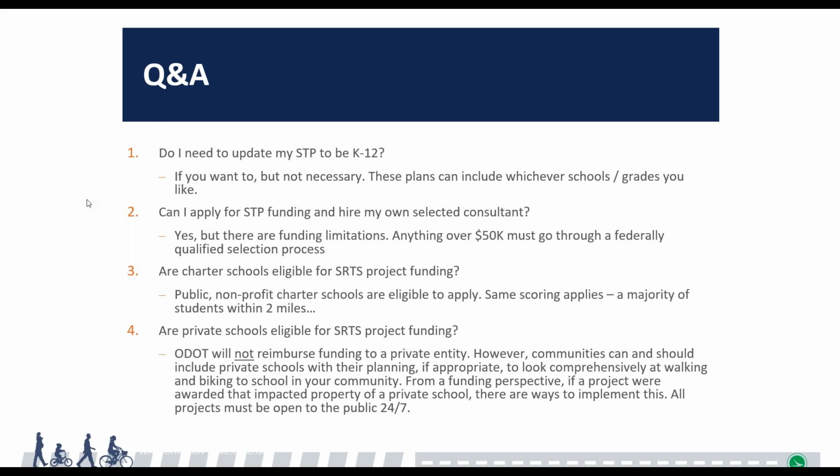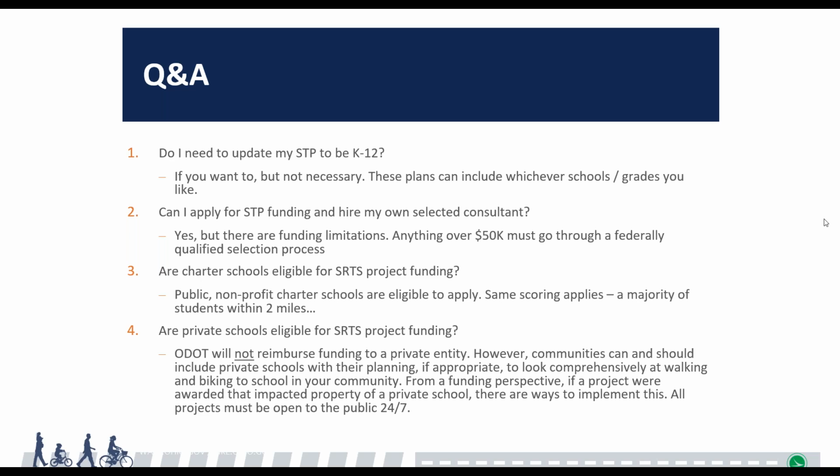If you have one, you would only be able to apply for a project that was identified in a plan, so you couldn't necessarily apply for a project that would impact a high school that was 9 through 12 because that likely wasn't covered in your school travel plan. So the only reason you would want to update it is if you were interested in including more schools and assessing the environment around more schools. So totally up to you.